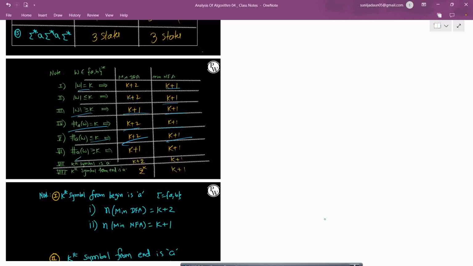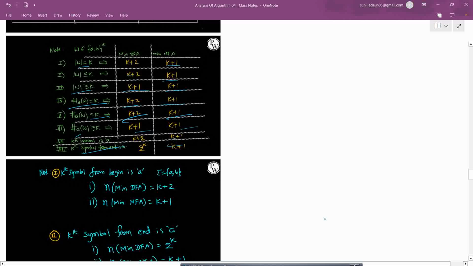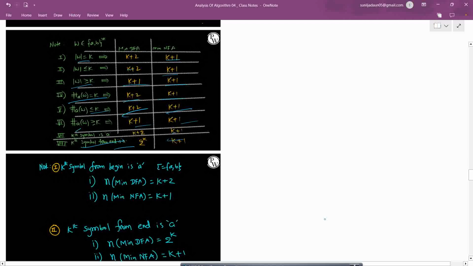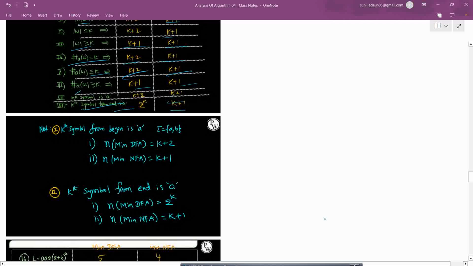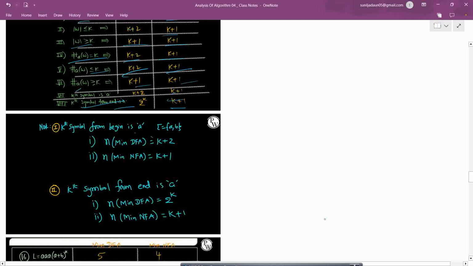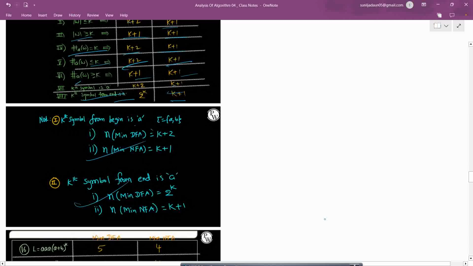Number of A in W is greater than or equal to K. So K symbol from begin is A. Our named F K plus 1. And here.